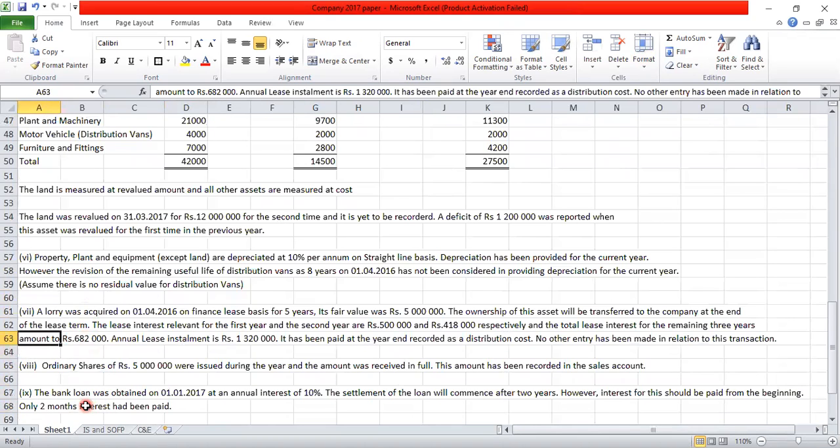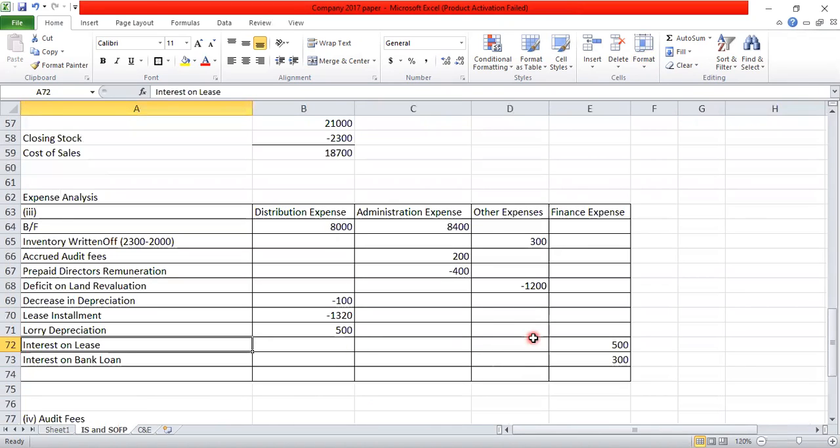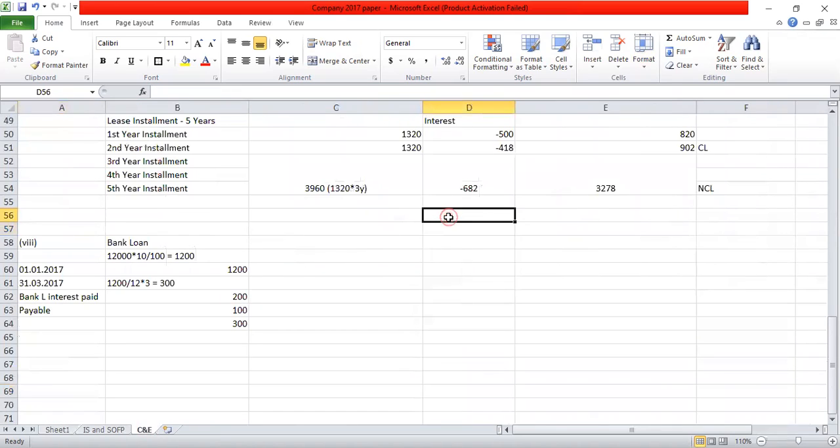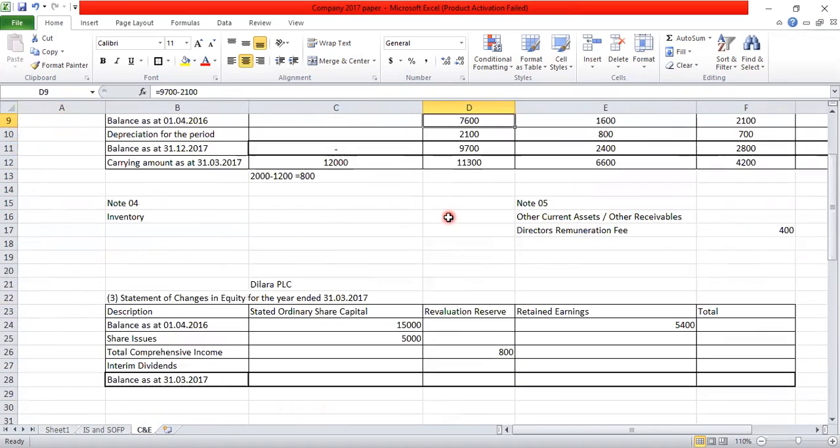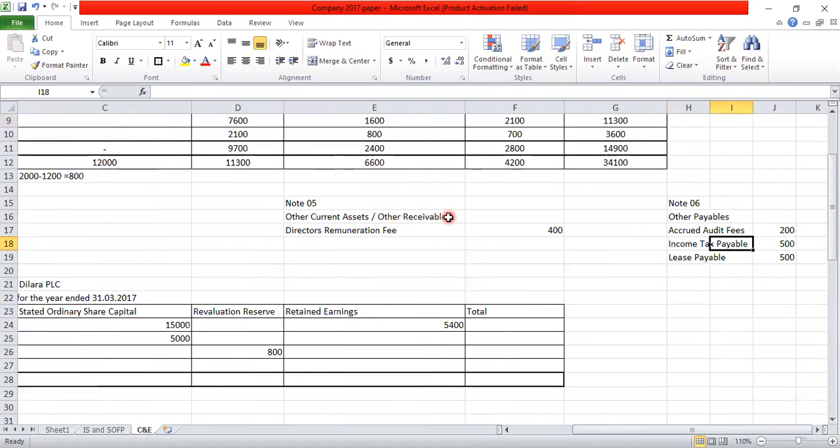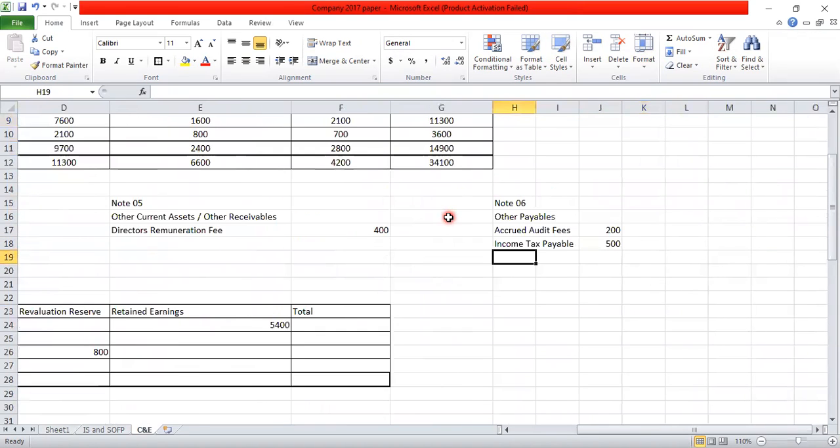We are considering that 500 is only a finance expense, not an expense under current liability. So I will remove this interest from note number 6 as lease payable. Okay. Then there's one more amount. Now we find accrued bank loan interest. What is this? Accrued bank loan interest is 100. Yeah, so we have done all the adjustments related to this sum.